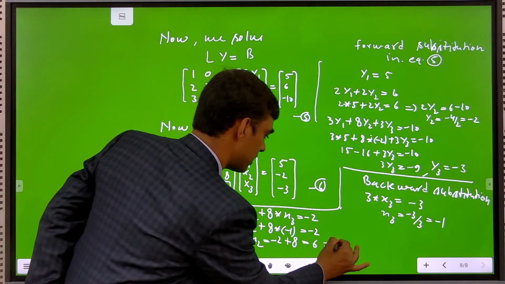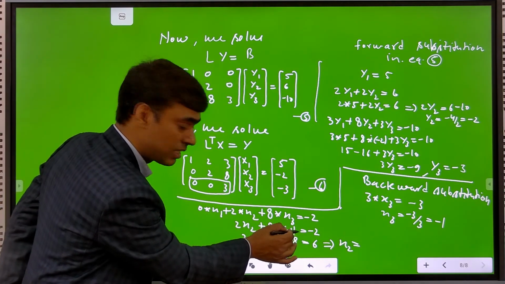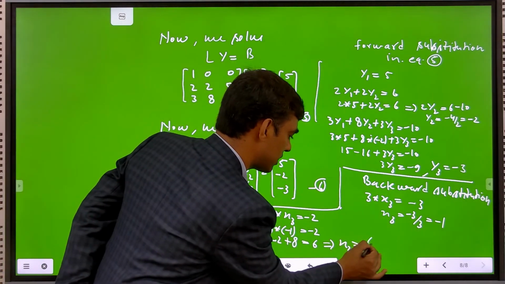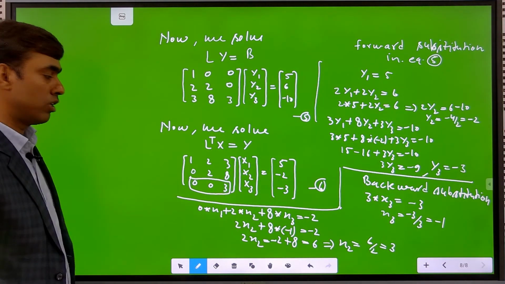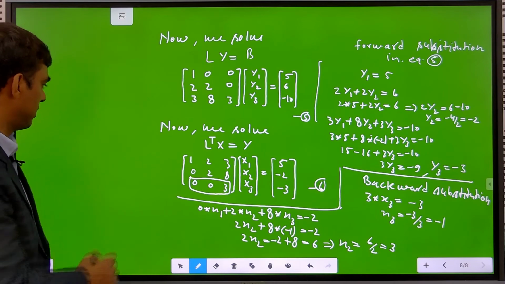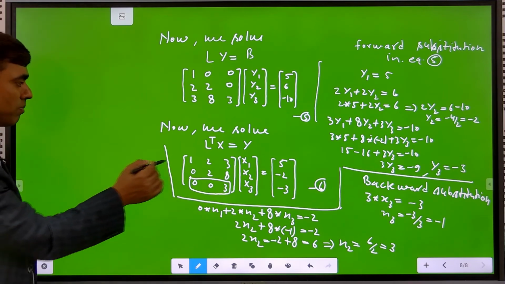This implies, what is the value of x2? 2x2 equals 6, so x2 becomes 6 by 2, which is 3. So x2 becomes 3. Now again, here we find the value of x1.